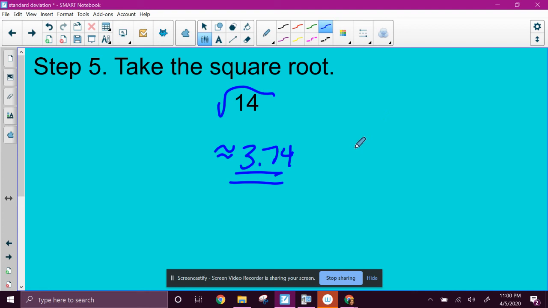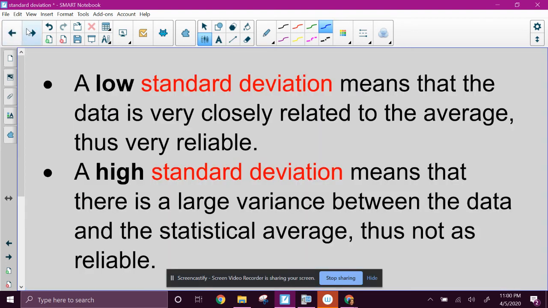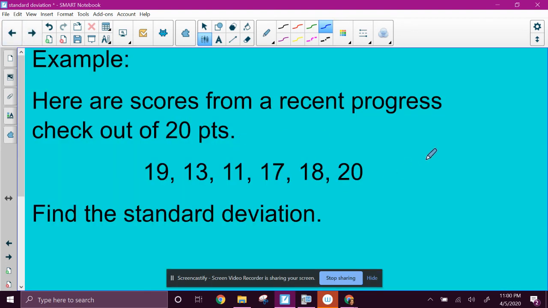Think about this like a percent. So 3% is a very small number. So this is a very reliable piece of information according to the data. So the standard deviation for all of these scores is 3.74. That tells us that this data was very, very reliable.